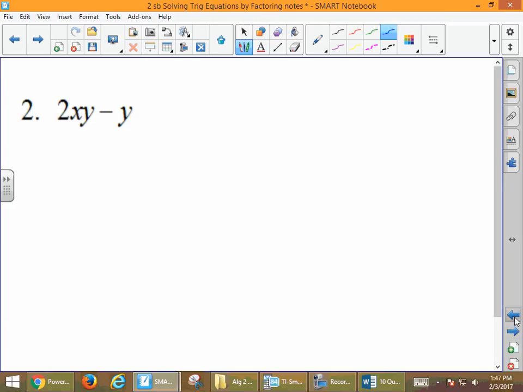So problem number 2. What should be the first step that we should take when factoring? Our first attempt while factoring. What do we need to do? We need to find a GCF. So is there a GCF with this? Y. So we can pull y out of our first quantity, so we have 2x, and then y out of our second, so we're left with just 1. And then that's all we can do. We can't factor it any farther, so you did it. Good job.